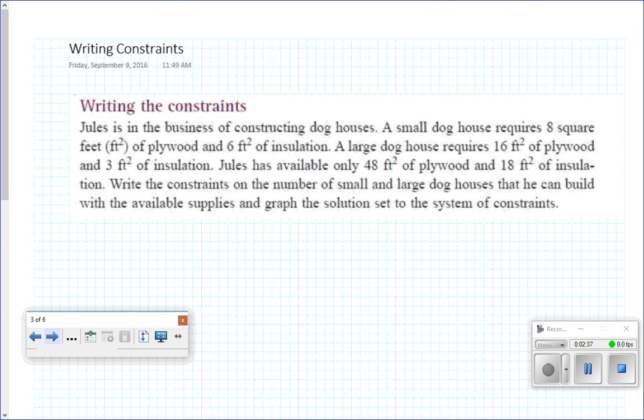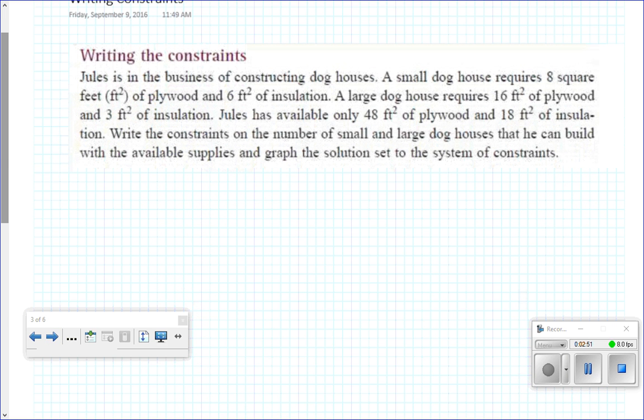When we talk about linear programming, we have to be able to write constraints. So let's do that for this problem. It says Jules is in the business of constructing dog houses. A small dog house requires 8 square feet of plywood and 6 square feet of insulation. A large dog house requires 16 square feet of plywood and 3 square feet of insulation. Jules has available only 48 square feet of plywood and 18 square feet of insulation. Write the constraints on the number of small and large dog houses that he can build with the available supplies and graph the solution set.